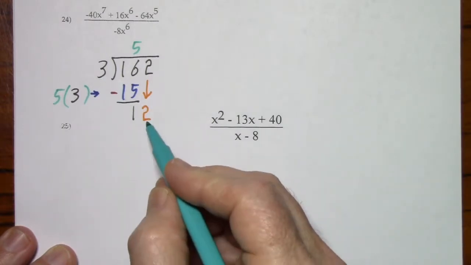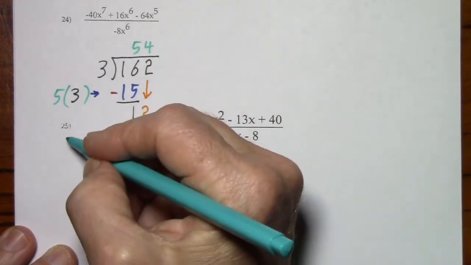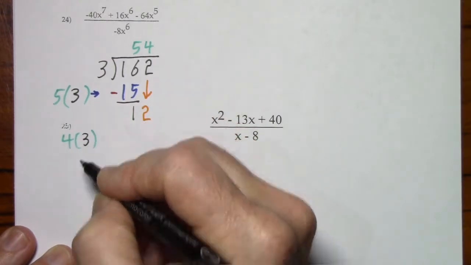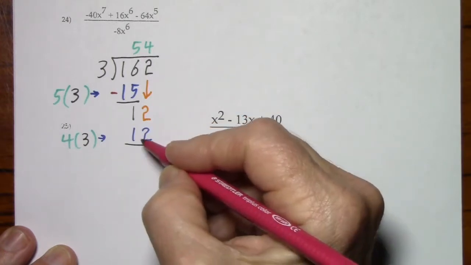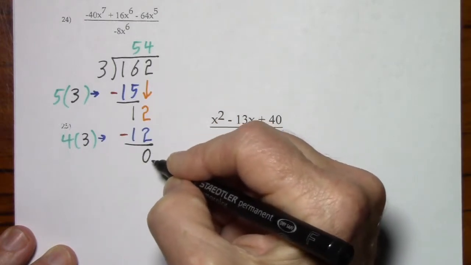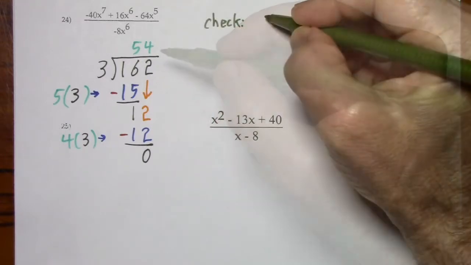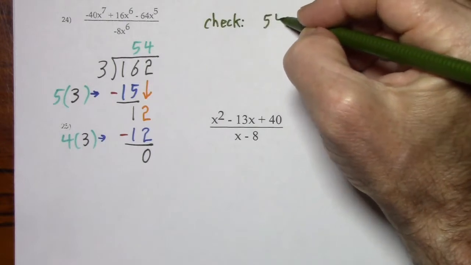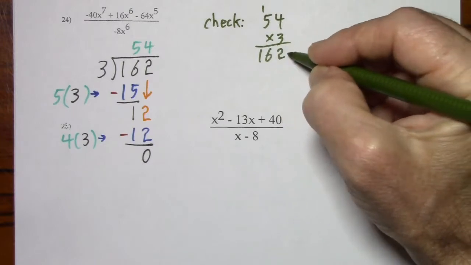How many times does 3 go into 12? 4 times. You would say 4 times 3 gives you 12, and you subtract. If the result is 0, you stop. And you could check this. You could say 3 times 54 is 162.